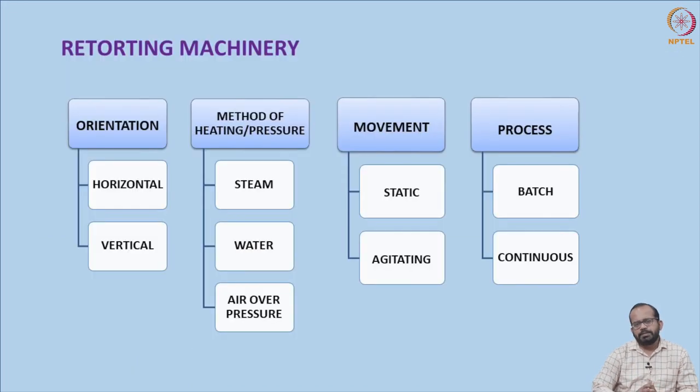For properly heating the canned products, we use different kinds of machinery, which we generally term as retorting machinery or retort. So retorts can be classified in different ways. Based on orientation, retorts can be classified as horizontal retorts and vertical retorts. According to the method of heat or pressure applied, it can be steam retort, water retort and air overpressure retort. According to the movement, it can be either static retort or agitating retort. And by the process, it can be either batch or continuous retorts.